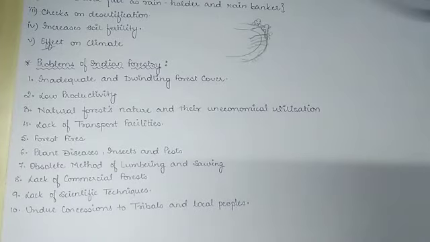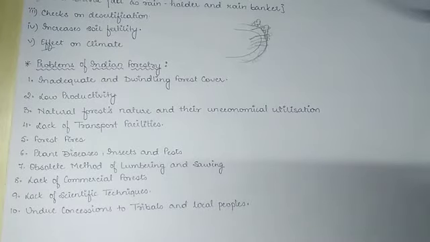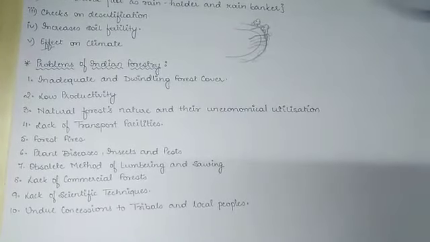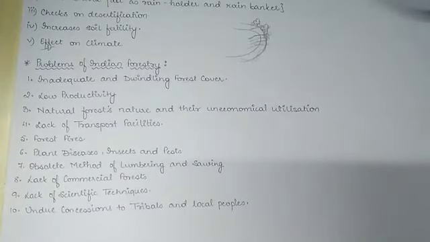Now, what are the basic problems that are faced by Indian forestry? The first basic challenge is inadequate or dwindling forest cover. It is actually the biggest problem of Indian forest. It is a parameter that every country should have at least 33% of its area covered with forest. But in India, we only have 20.6% of area covered with forest.